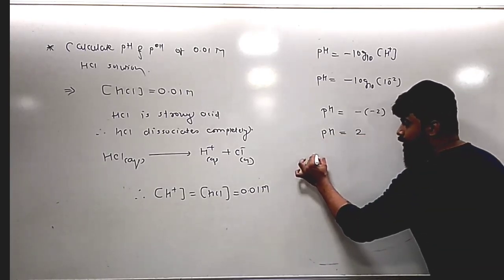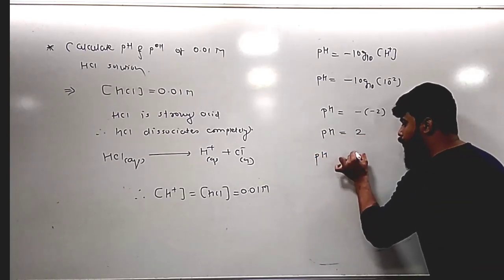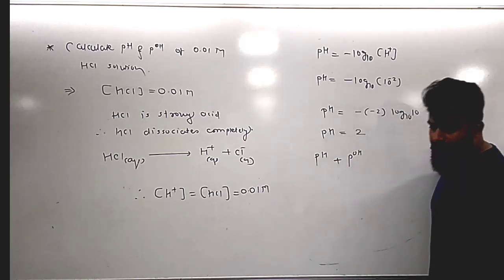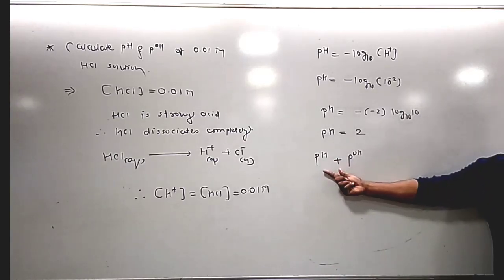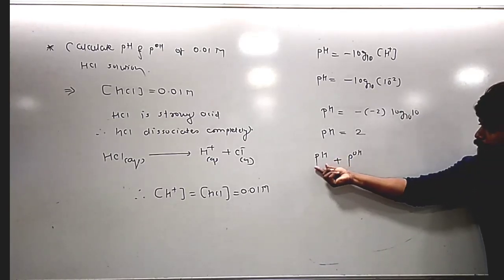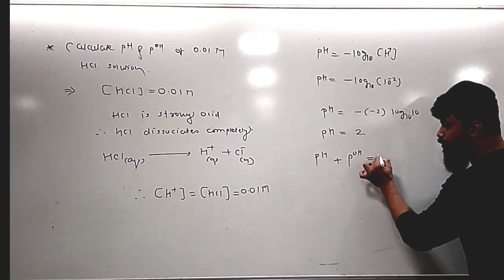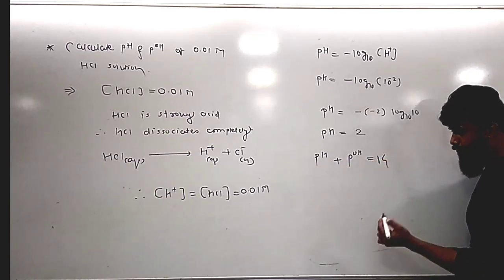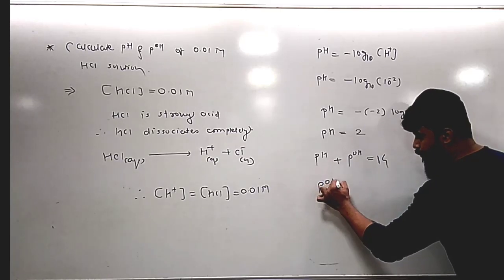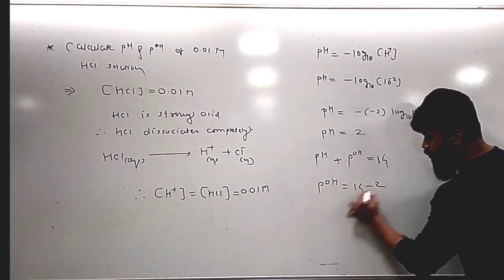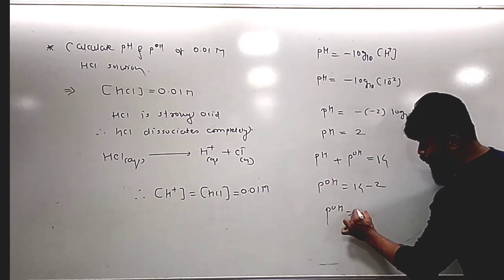Even we know the relationship between pH and pOH, from the ionic product of water; we just solved this expression. The sum of pH and pOH for a particular solution is always equal to 14. Therefore, pOH for the given solution is 14 minus 2. So pOH is equal to 12.